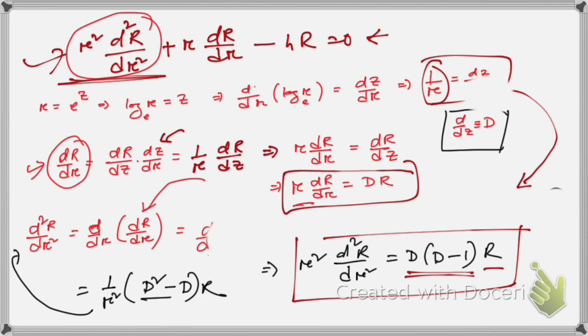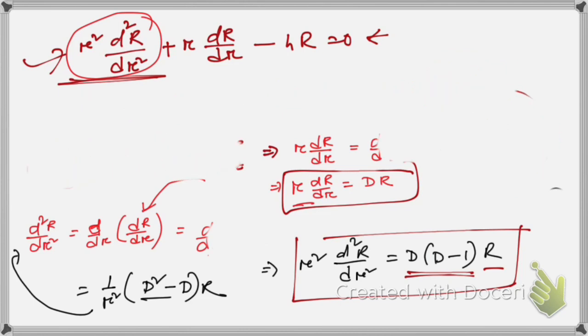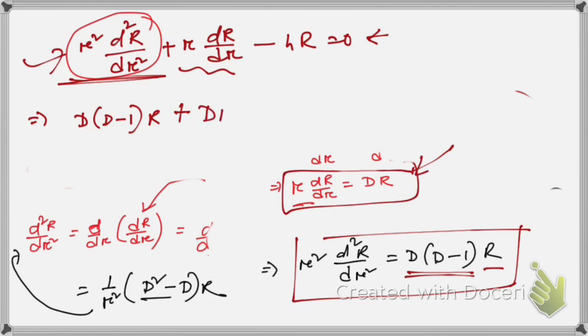So let me clean this, if you have understood this. If you put these values in this equation, then you will get d into d minus 1 of r, not minus, plus, and this can be replaced by this value, dr minus hr is equal to 0. So here you can see, you can take r common, then you will get this result.